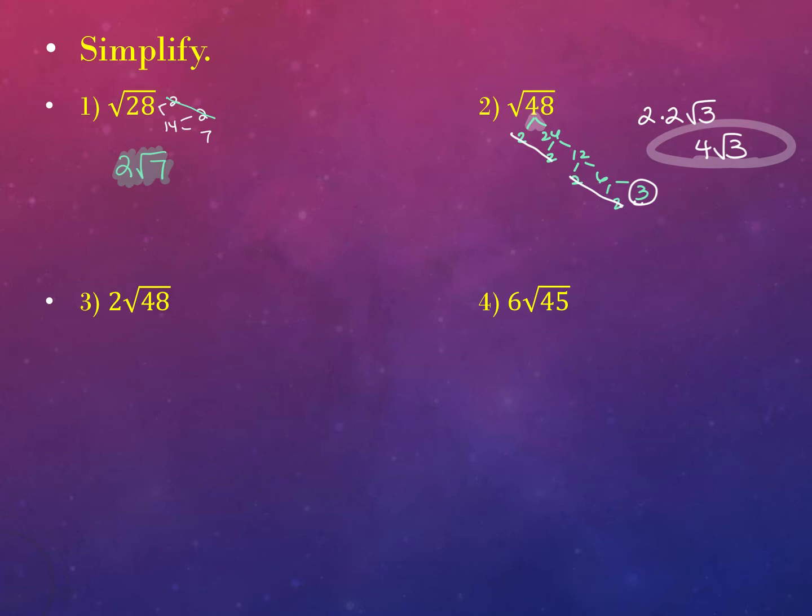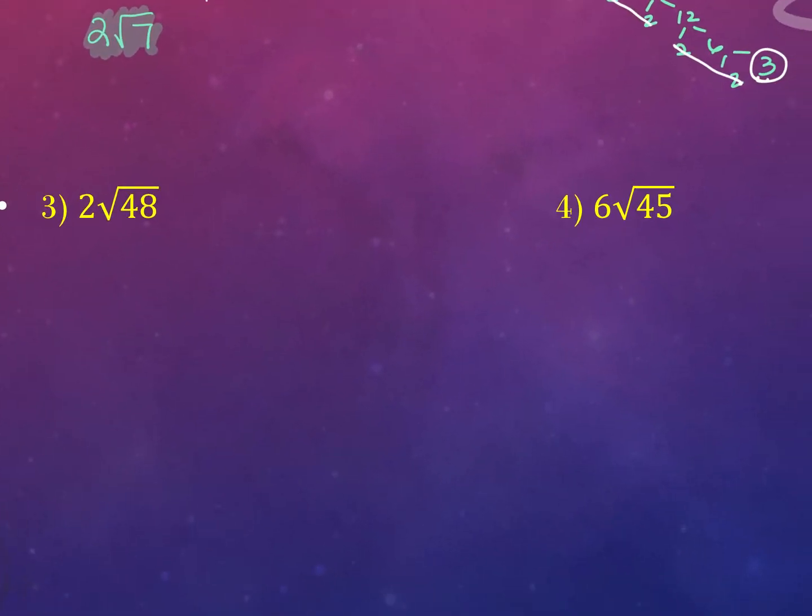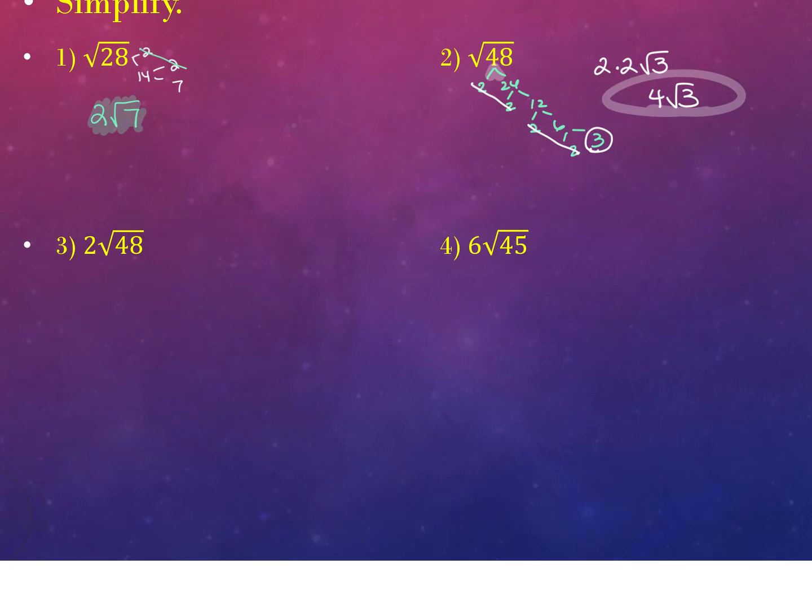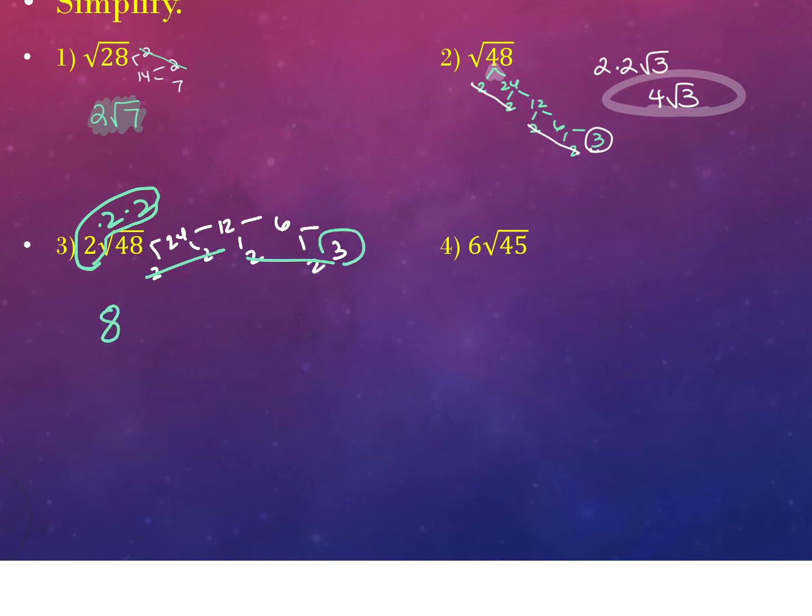Number 3, 2 square root 48. So now I can break down 48 the same way we just did. 2 and 24, 2 and 12, 2 and 6, 2 and 3. There's one pair of 2s coming to the outside, a second pair coming to the outside. Now there's already a 2 there, so I multiply all 3 of those out. 2 times 2 is 4, times 2 is 8, and the 3 is left underneath.